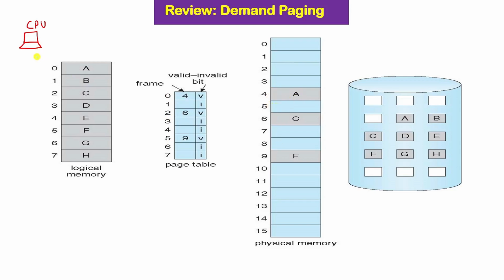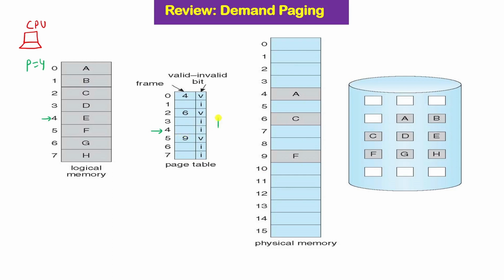Now let's say the CPU asks for a page which is not inside this main memory. Let's say it asks for page number 4, which is E, and in the mapping we can see this bit is I. This valid-invalid bit, as I told you in the demand paging video, tells whether a particular page is inside any frame in the main memory or not. It is showing I, which means no, there is no mapping.